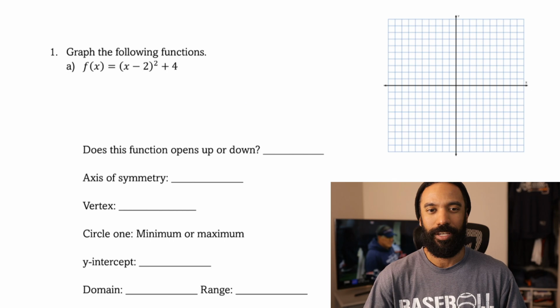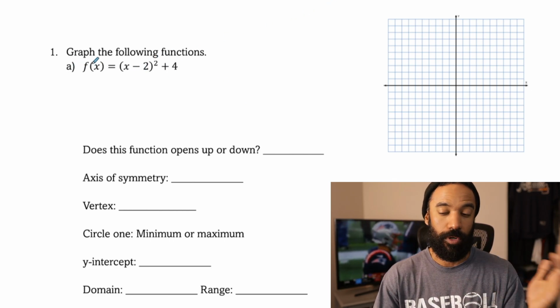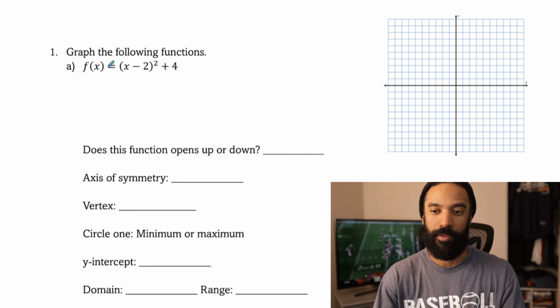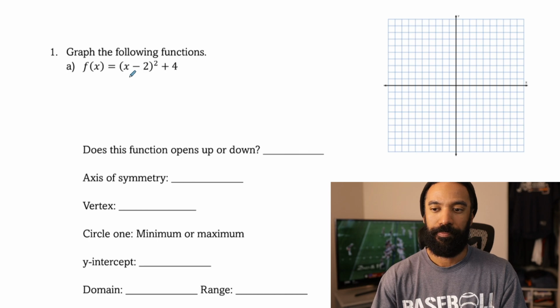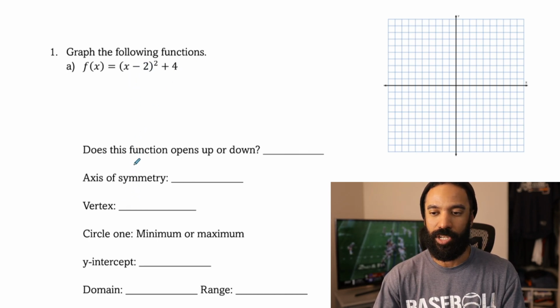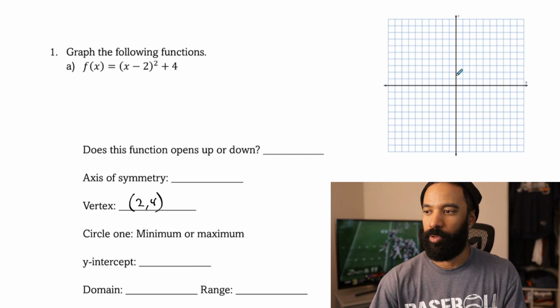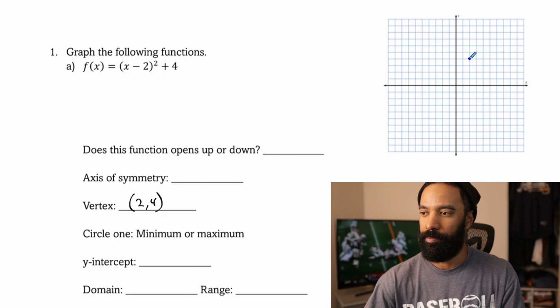Without further ado, guys, I'm going to go ahead and get started right now. Let's take a look at what we got going on. Number one, graph the following function. Here on number one, we have f of x equals (x minus 2) squared plus 4. So this vertex, and I'll just label it right here because they're asking, the vertex (h, k) is at (2, 4). So I'm going to go ahead and plot that over 2, up 4.